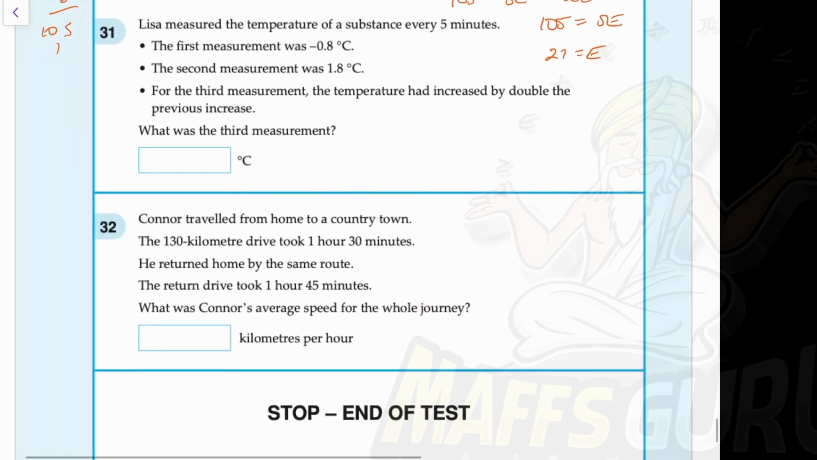Lisa measured the temperature of a substance every 5 minutes. The first measurement was minus 0.8, the second measurement was 1.8. For the third measurement, the temperature decreased by double the previous increase. Okie dokie. What is the third measurement?